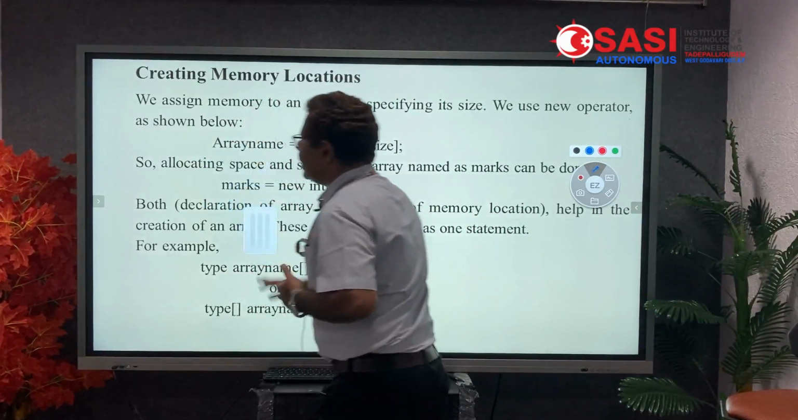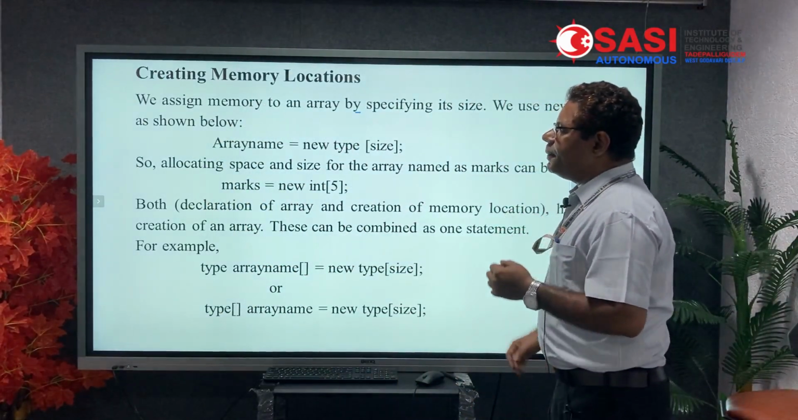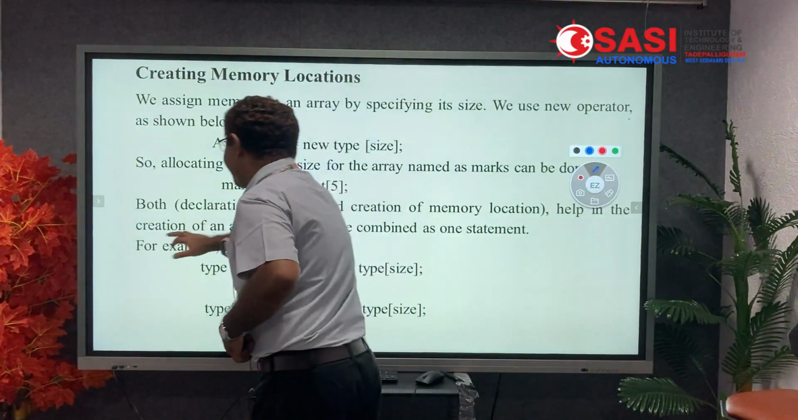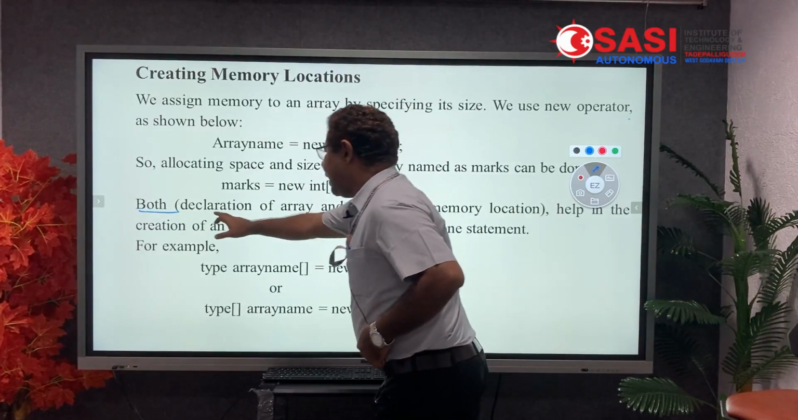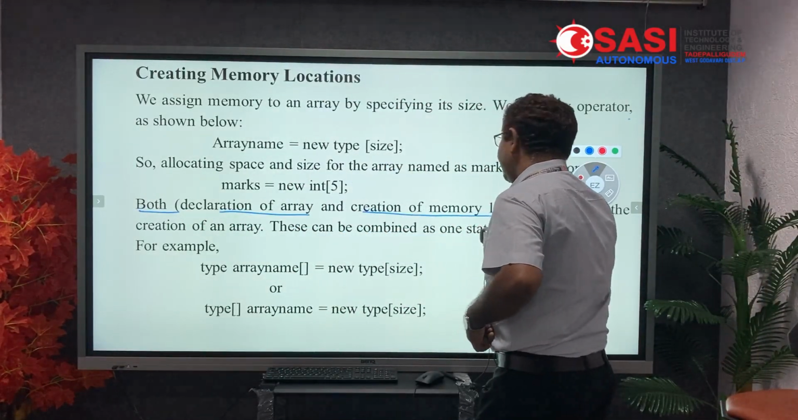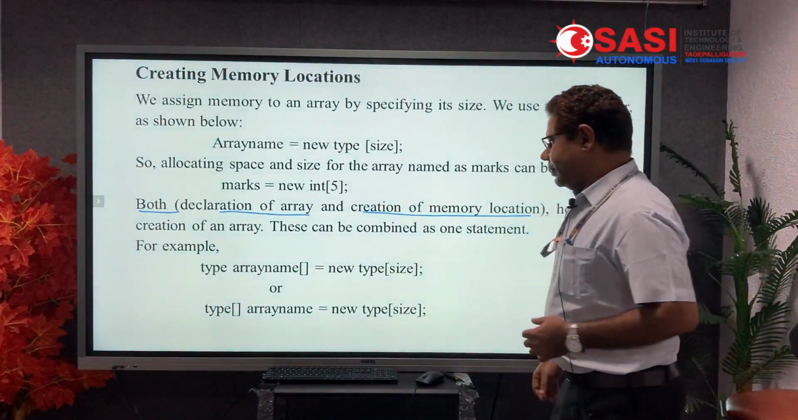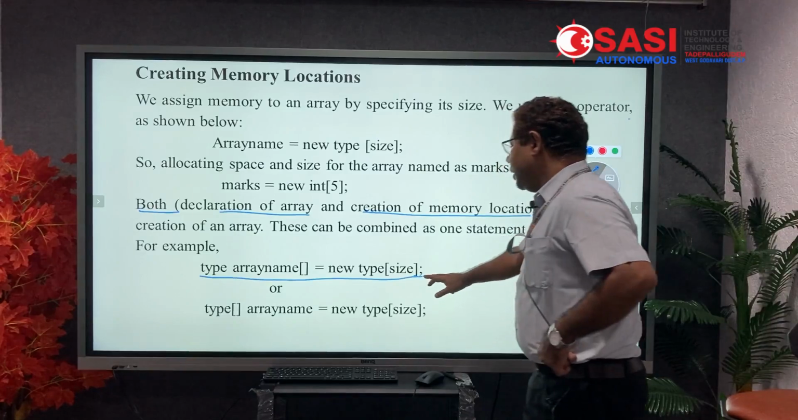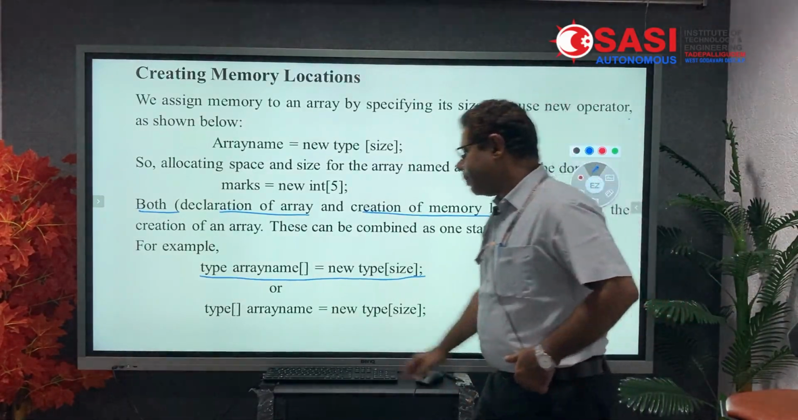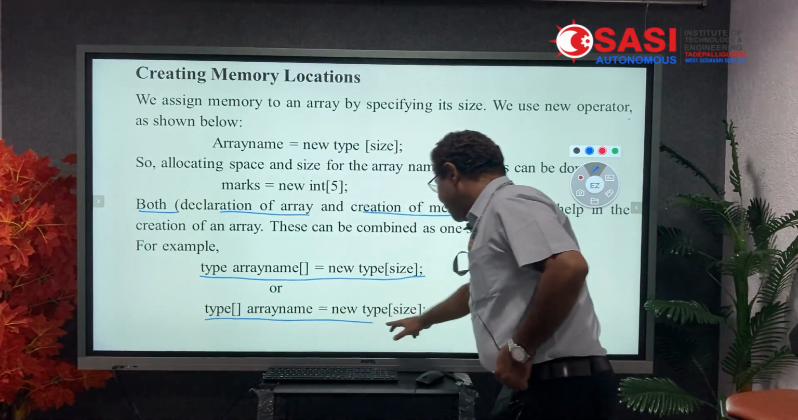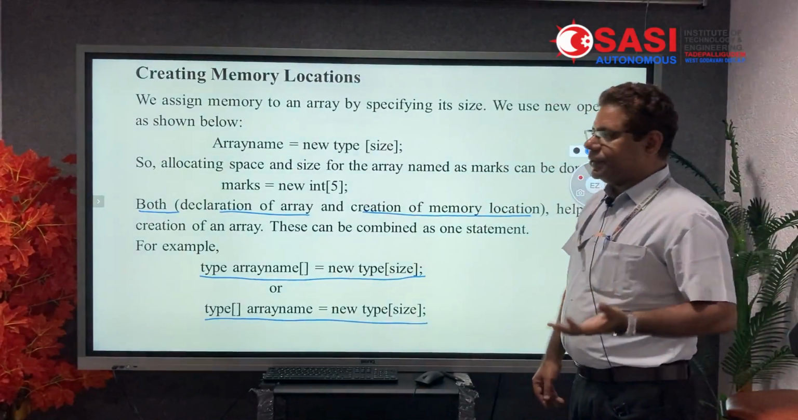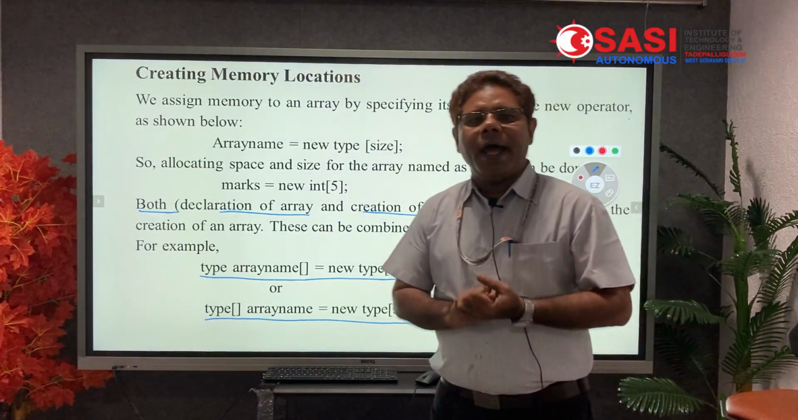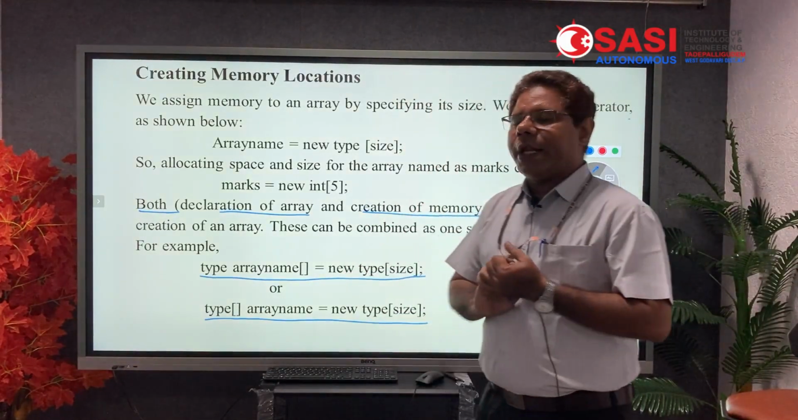So the first step is declaring an array. The second step is creating memory locations. Here we can combine both declaring an array and creating memory locations. For example, type array name equal to new type of size. So here we can combine both steps.